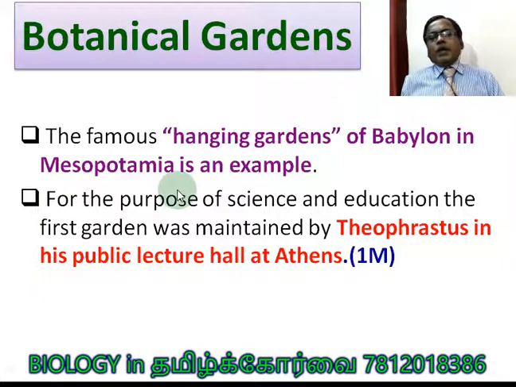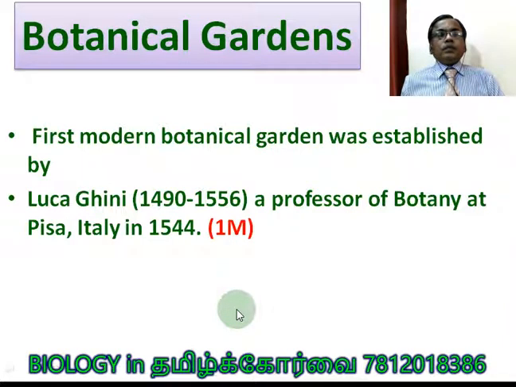For the purpose of science and education, the first garden was maintained by Theophrastus in his public lecture hall at Athens. This can be asked in one more question. The first modern botanical garden was established by Luca Ghini, a professor of botany at Pisa, Italy, in 1544. This also can be asked in one multiple choice question, 1 mark.